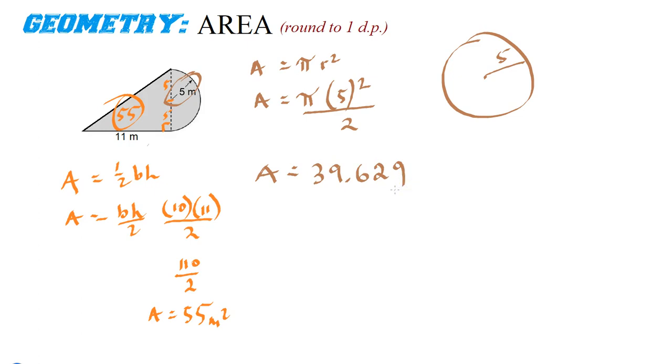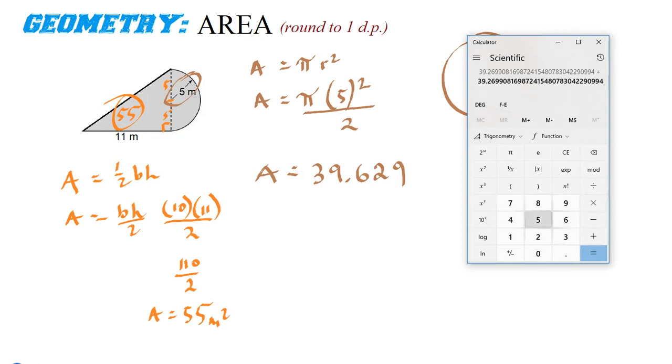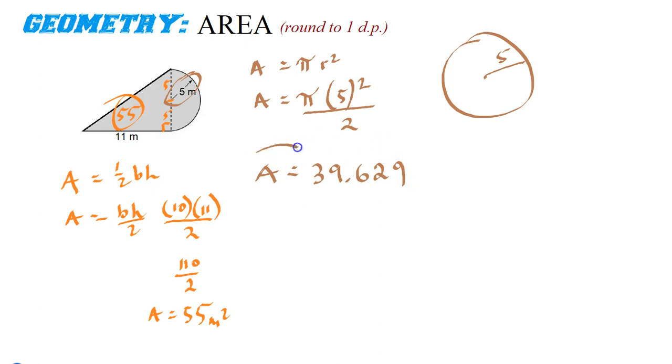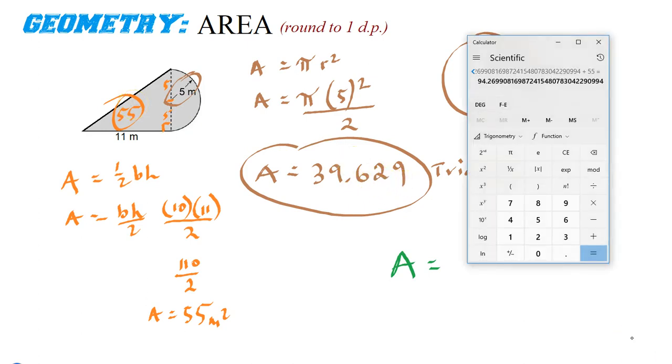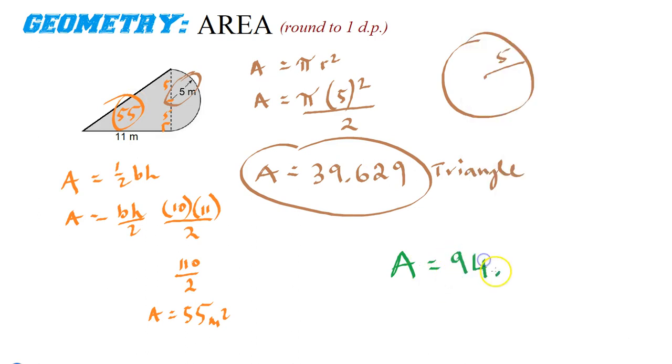39.629. Let's add that straight away to 55. So we'll take that and just add 55, which is the area of our triangle, and we get this. So this was the area of the triangle. And the whole lot together is 39.629 plus 55, and according to our calculator is 94.269. We have to round to one decimal place, so the cutoff is here. So the area and the final answer is 94.3.